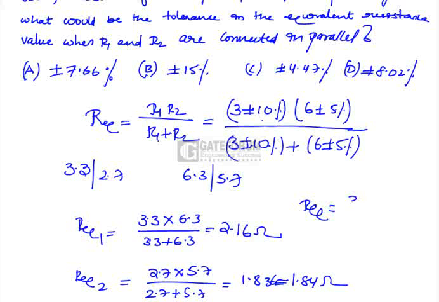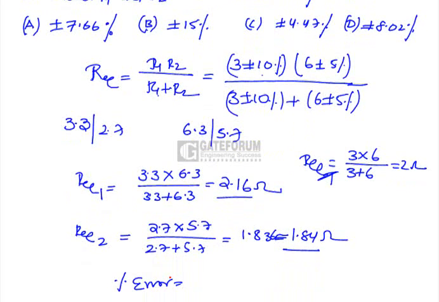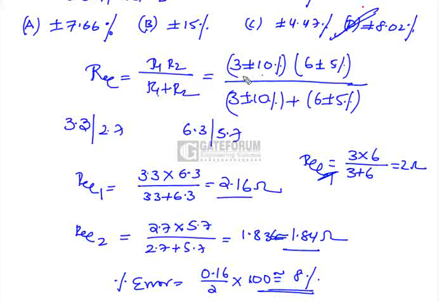Now in these two cases, the deviation from the true value, which is 3 into 6 by 3 plus 6, equal to 2 ohms, is R equivalent. Let us take it as the true value. The deviations are around 0.16 in both cases approximately. So the percentage error in this parallel connected resistance is 0.16 divided by 2 into 100. You will get approximately 8%. So option D is the correct answer.